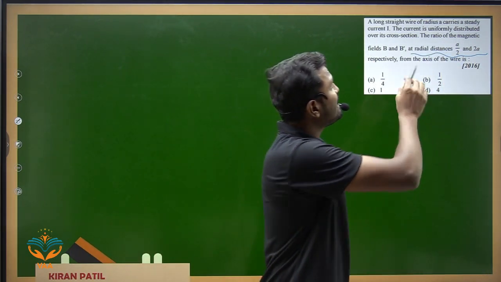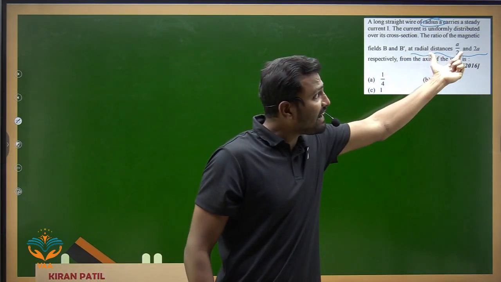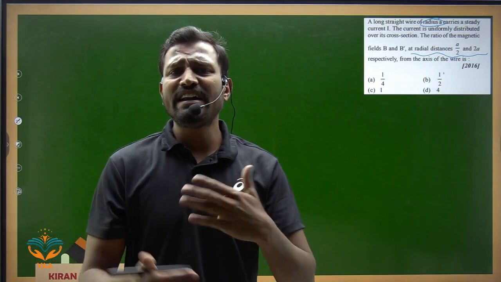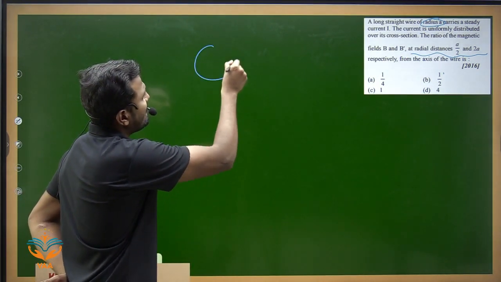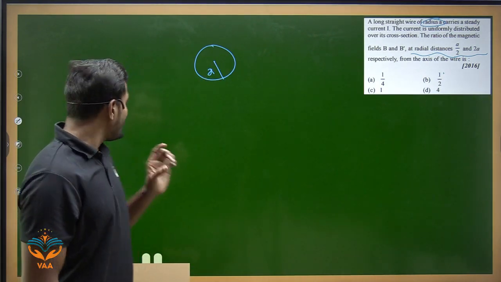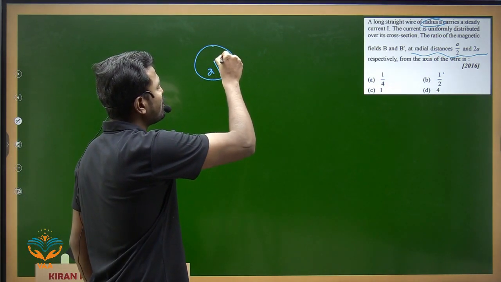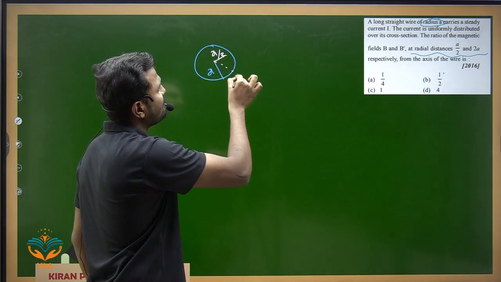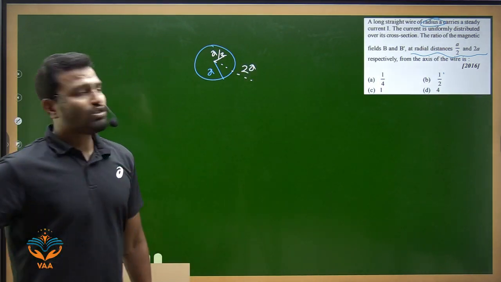So see, they have given us that the radius is A. That means one magnetic field we have to find inside the wire, one is outside the wire. Now we know the formulas, so we can very easily find the magnetic field. Let us say the radius of the wire is A. They have asked us to find the field at one point where the distance is A by 2, and the other at a distance 2A.